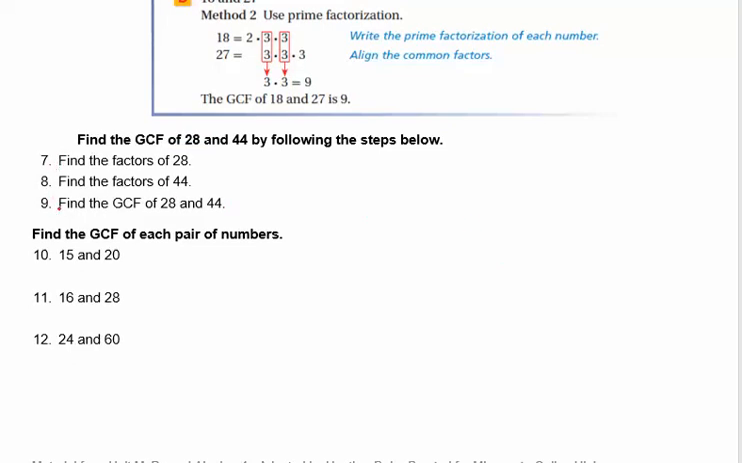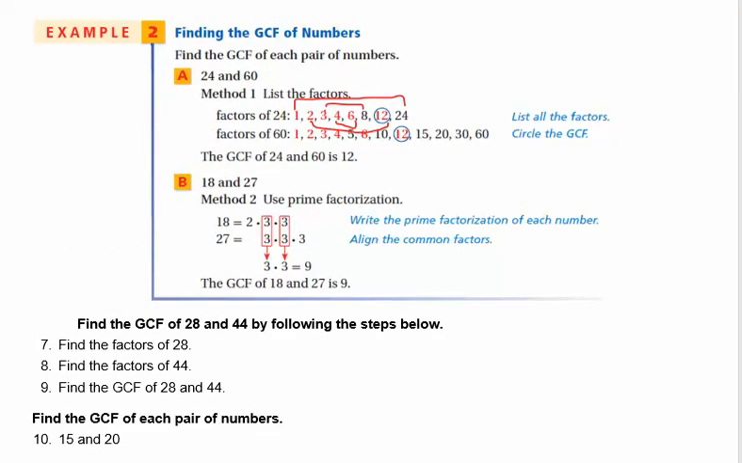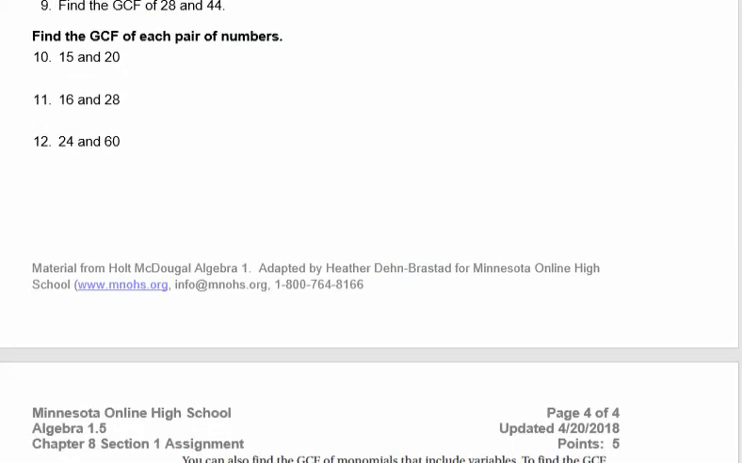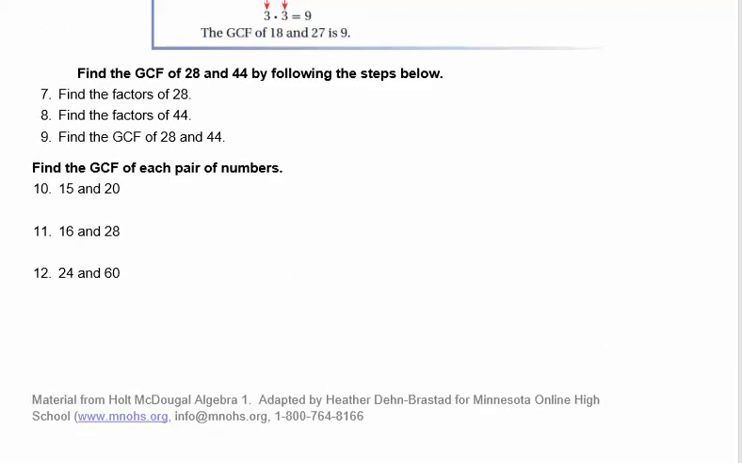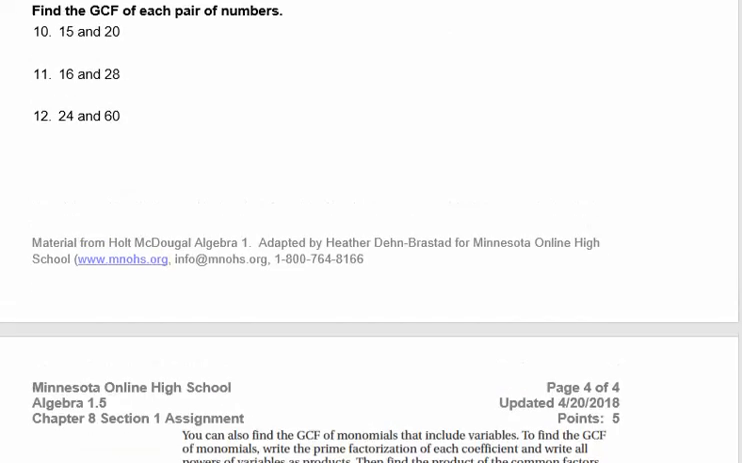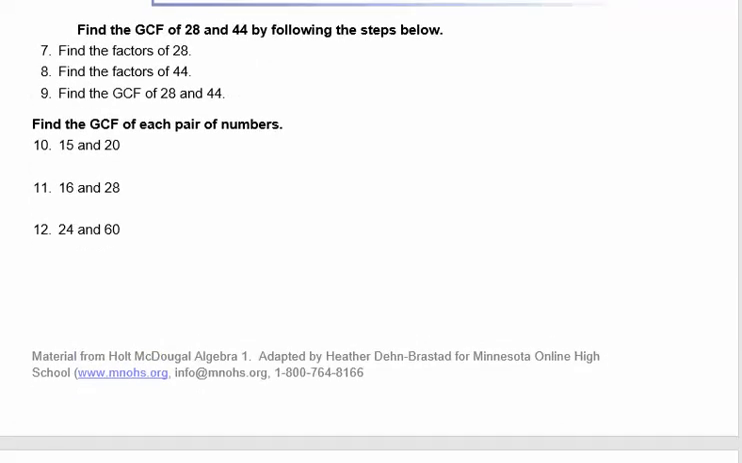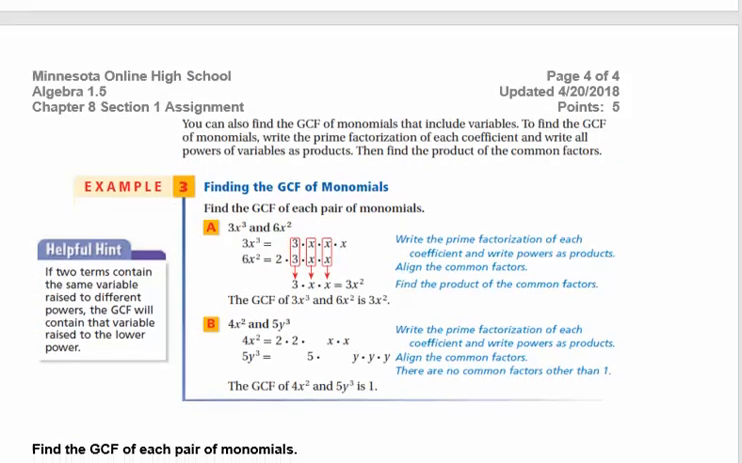Numbers 7, 8, and 9 have to do with method 1, and 10, 11, 12 have to do with either method. I think that most of us have used method 1 more. Method 1 is where you list the factors and find the greatest common factor. So if that's the one you're more familiar with, go ahead and use that. And you can also maybe do these in your head if you've done them a lot before and your multiplication facts are really good.